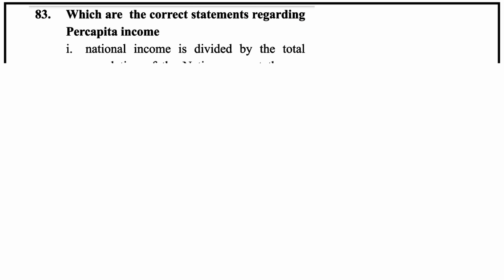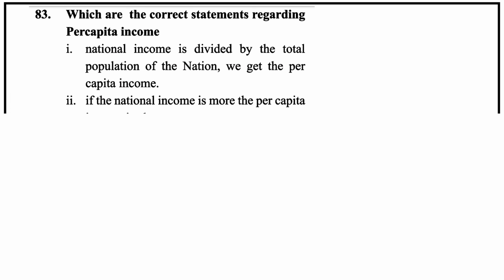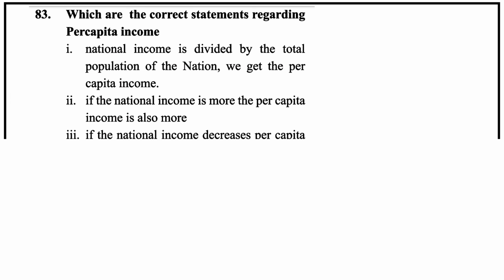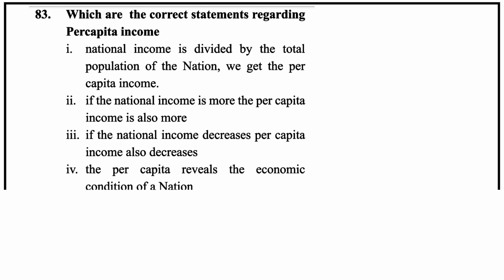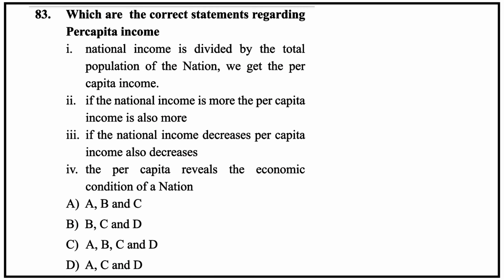83. Which are the correct statements regarding per capita income? First, national income is divided by the total population of the nation. We get the per capita income. Second, if the national income is more then per capita income is also more. Third, if the national income decreases, per capita income also decreases. Fourth, the per capita income reveals the economic condition of the nation.